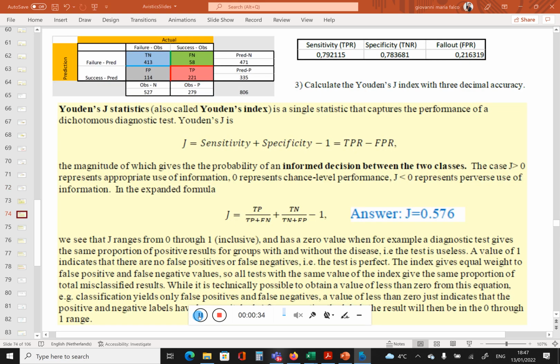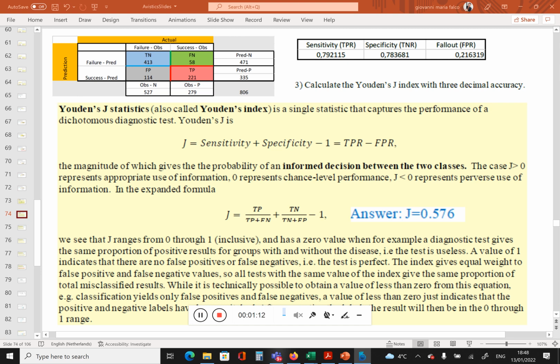That is, after we calculated the sensitivity and the specificity, or let's say the true positive rate and the true negative rate, and then the fallout follows from the specificity, the false positive rate. Then we saw that this index, which is given by the difference between the true positive rate and the false positive rate, basically means the difference between the benefits and the costs.